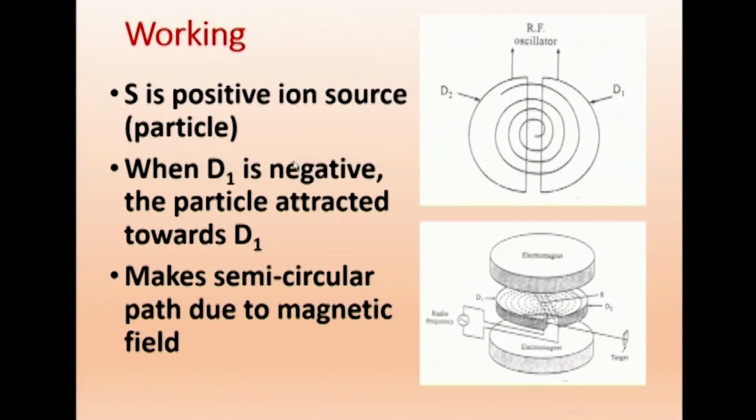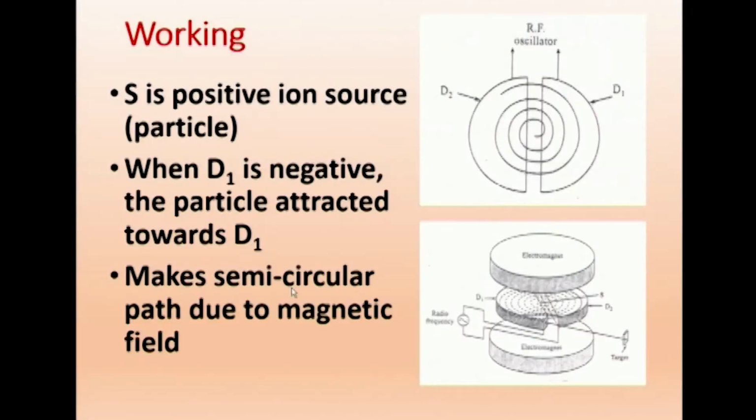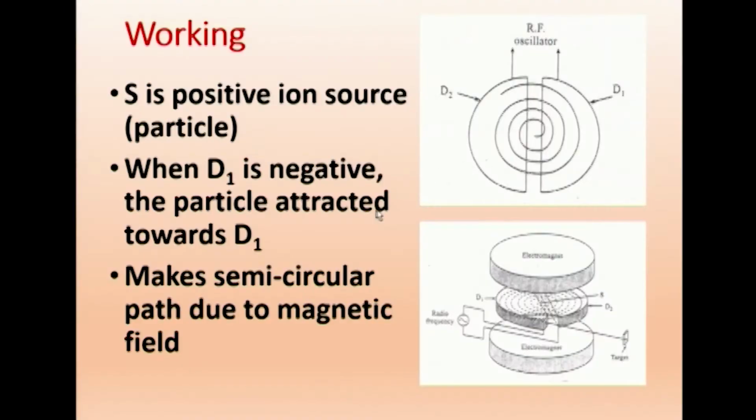When D1 is negative, the particle will be accelerated towards D1, because positive will be attracted towards negative. It makes a semicircular path due to the magnetic field. It gets attracted, and it is bent because it can't go straight. Suppose there is no magnetic field, this particle would just go straight, making only a vertical motion like this. Because of the magnetic field, it makes circular motion. The magnetic field will bend, it will steer, and therefore you get the circular motion inside D.